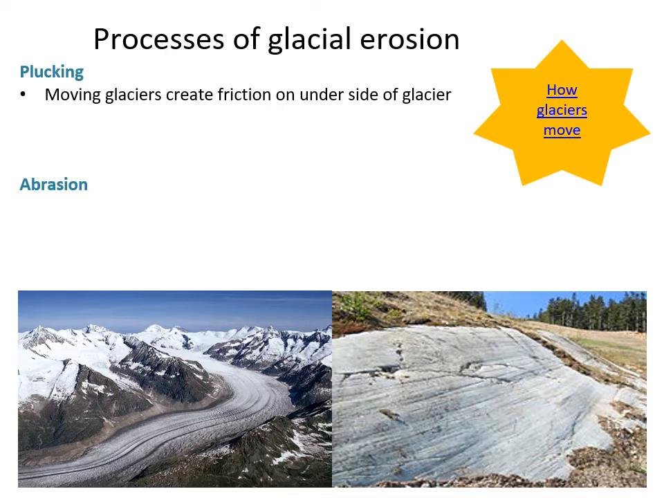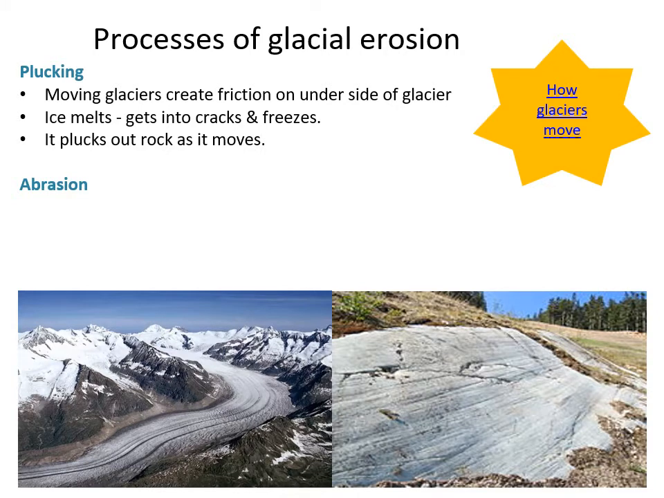But basically, plucking occurs when glaciers move. They cause friction. The friction creates heat. The heat melts the ice. The ice creates water. Well, that water gets in around the cracks into the ground and refreezes. Okay, when the glacier moves, it plucks the rocks out. That's the process of plucking.